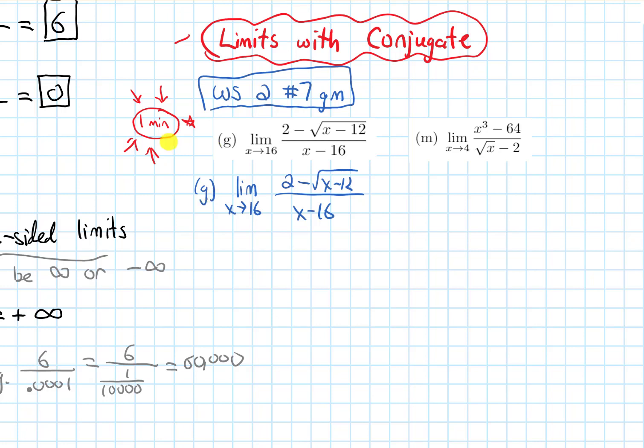Alrighty, so hopefully you paused it and tried it for about a minute. Let's talk about it together now. So remember, the first step when doing a limit like this algebraically is to plug in. So if I plug in 16, we're going to get 2 minus root 16 minus 12, which is 4. So root 4 on the top, and then 16 minus 16 on the bottom. So root 4 is 2. So the numerator is 0, and the denominator is 0. So we have this indeterminate form.